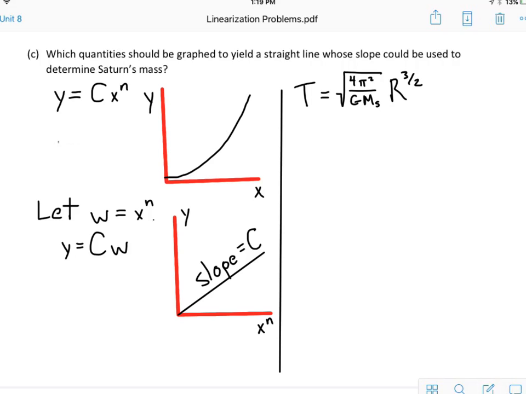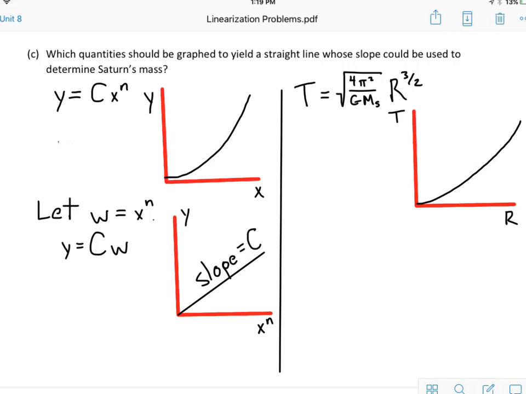Okay, so we came up with a relationship that says t is equal to some constant times r to the 3/2 power. So when I plot that, when I plot t versus r, I am going to get some sort of curve. I'm not going to get a straight line. I would love to get a straight line, that way I can calculate the slope and use that slope to figure out what this number has to be. In order to do that, I have to follow this process of linearization.